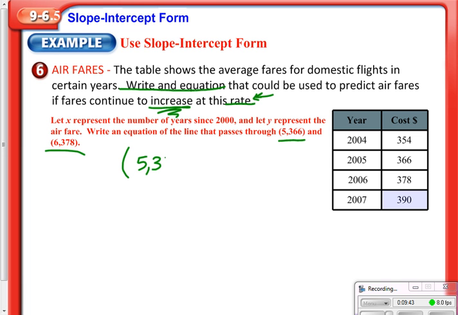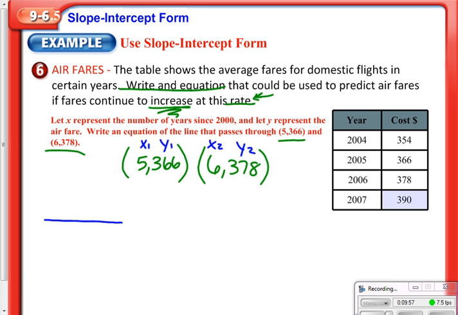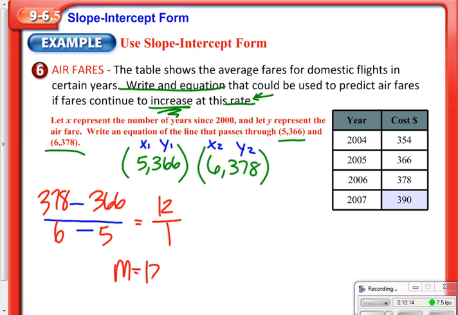Might help to go ahead and slide these coordinates down so you can write your headers above them. So we have our x1, y1, x2, y2. And then go ahead and follow your steps. So go ahead and pause the video, work through it. Following substitution, your equation should look something similar to mine. Doing your computation, you would wind up with 12 over 1, so your slope is 12. You're going to steal your slope.